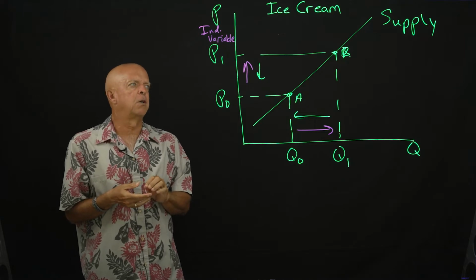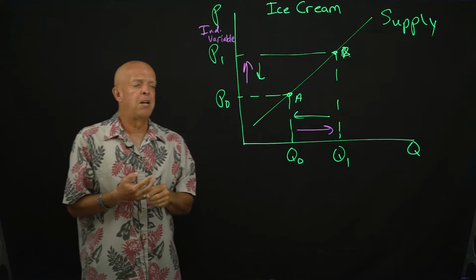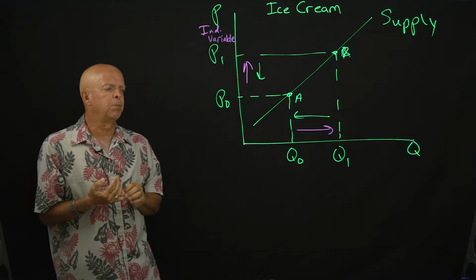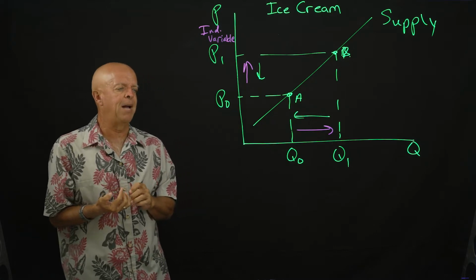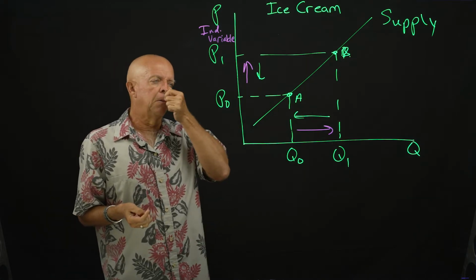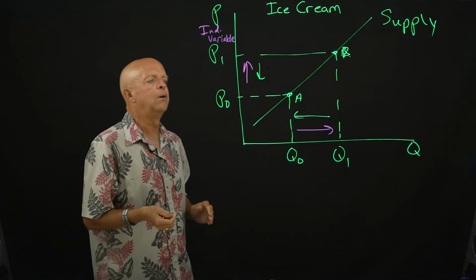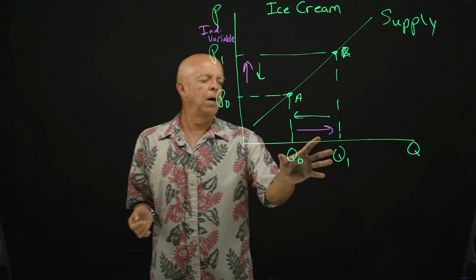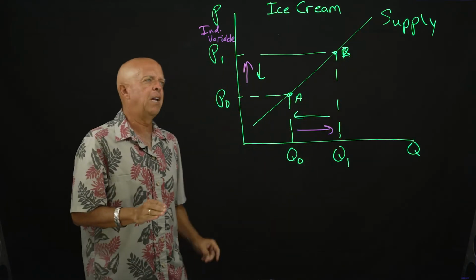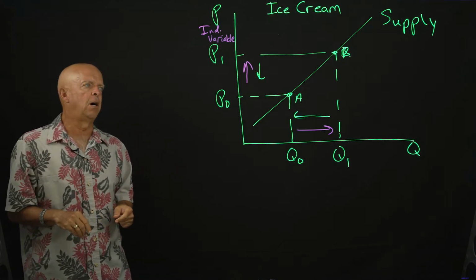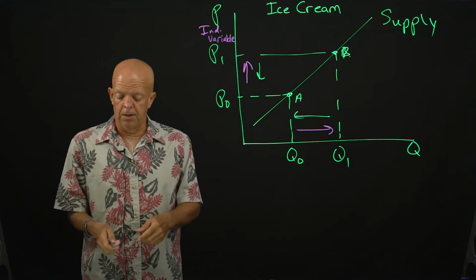This impacts producers. And the relationship of quantity supplied to supply is the same as the relationship of quantity demanded to demand. As the price goes up, the quantity sold will increase. And this quantity supplied here is the movement along the supply curve, just as we had the movement along the demand curve.